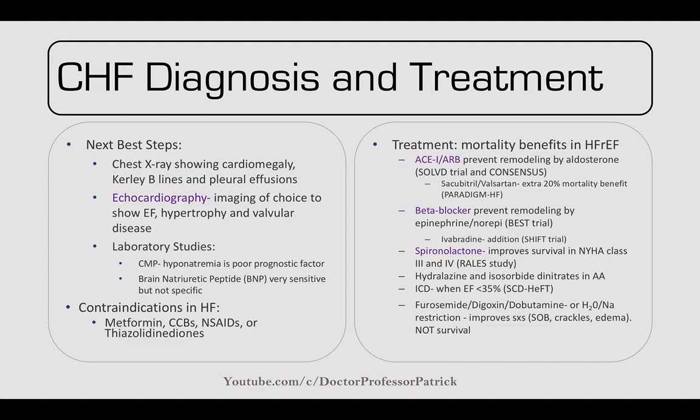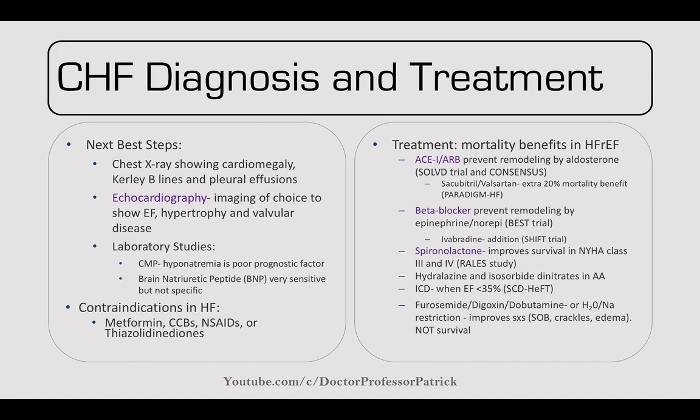So some treatment options that you have showing mortality benefits in heart failure. So ACE inhibitors, or ARBs, was shown in the SOLVD trial and CONSENSUS trial to prevent remodeling by aldosterone. And then in the PARADIGM-HF trial recently, sacubitril and valsartan showed an extra 20% mortality benefit over just an ACE or ARB inhibitor. So sacubitril is a neprilysin inhibitor, so it stops the breakdown of BNP, which kind of reverses the pathway of angiotensin. So the RAS pathway versus the natriuretic peptide pathway.